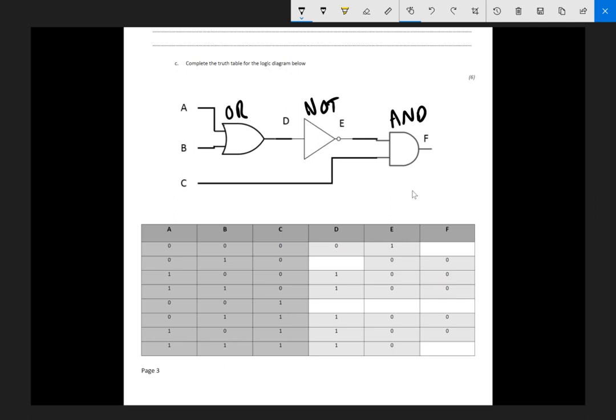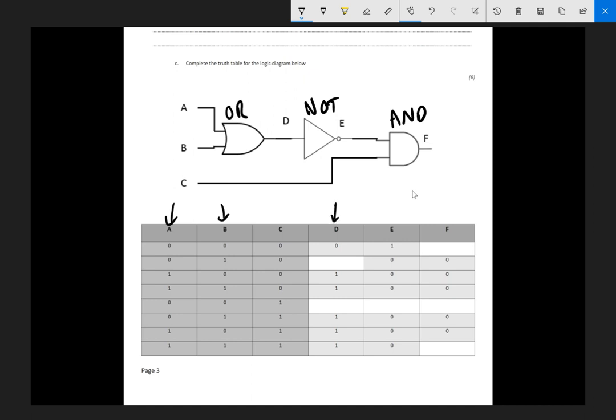We need to complete this truth table, and it looks pretty terrifying, but if we decompose it, if we split it down into smaller sections and do them one at a time, it's actually not that bad. So rather than one row at a time, let's do one logic gate at a time and work from there. So first of all, our OR gate has got two inputs. It's got an input connected to A and an input connected to B, and its output is connected to D.